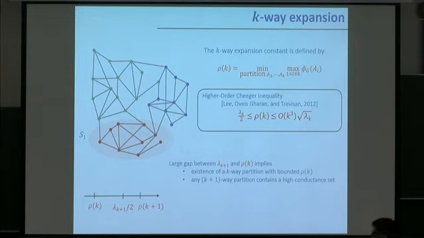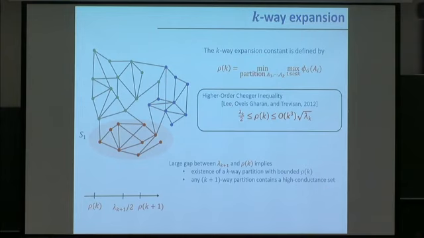Let's assume we are in a situation in which rho K is small and lambda K plus 1 is big. By the standard higher-order Cheeger inequality, since lambda K plus 1 is big, rho K plus 1 is big as well. Because the value of rho K is small, we can always partition graph G into K clusters, for which every cluster has low conductance. However, if lambda K plus 1 is big, no matter how we partition graph G into K plus 1 clusters, there's always a subset with high conductance.